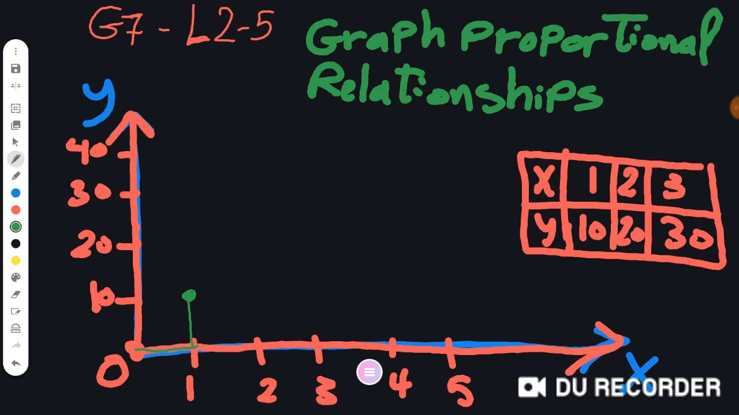The second point is 2 and 20. So we move on the x-axis 2 and then up to 20 on the y-axis. Yes, it will be here. And 3: we move to 3 and then up to 30, because at 3 the value is 30. So they will meet each other here.